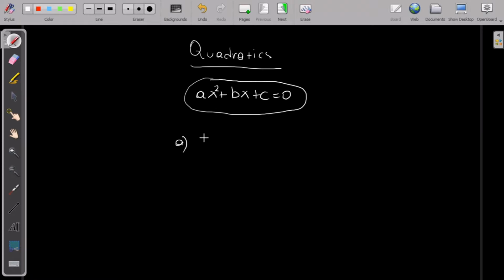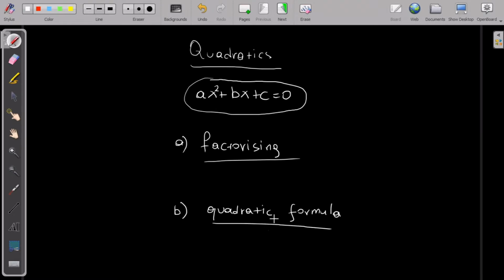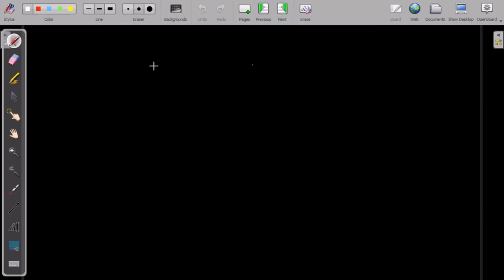One way is by factorizing it. We'll see very fast how I can do that. And the other way is by using the quadratic formula. This formula will be given to you, so you don't need to memorize it. Let's see the first one, which is how I can solve this equation by factorizing.